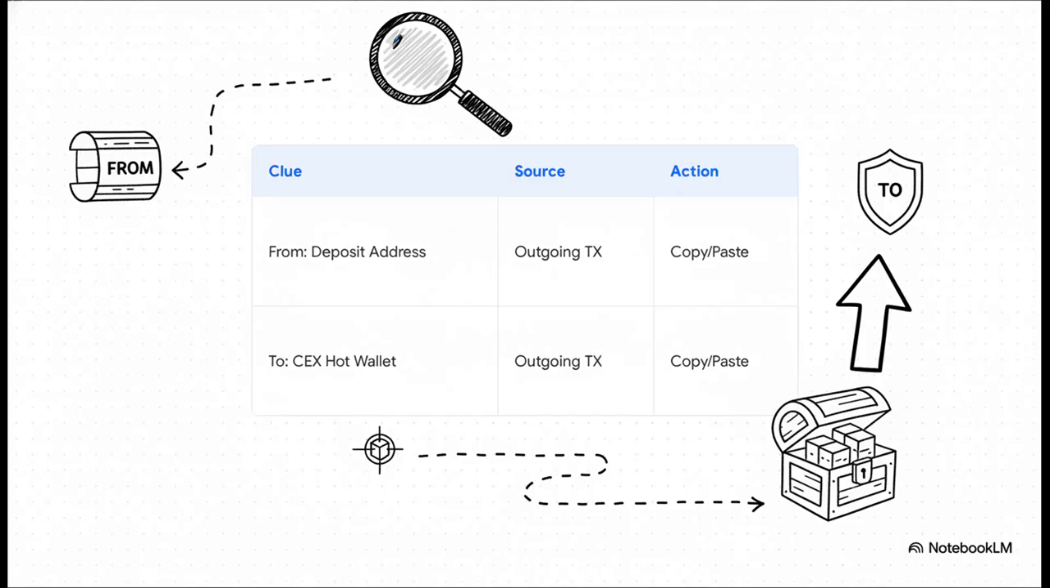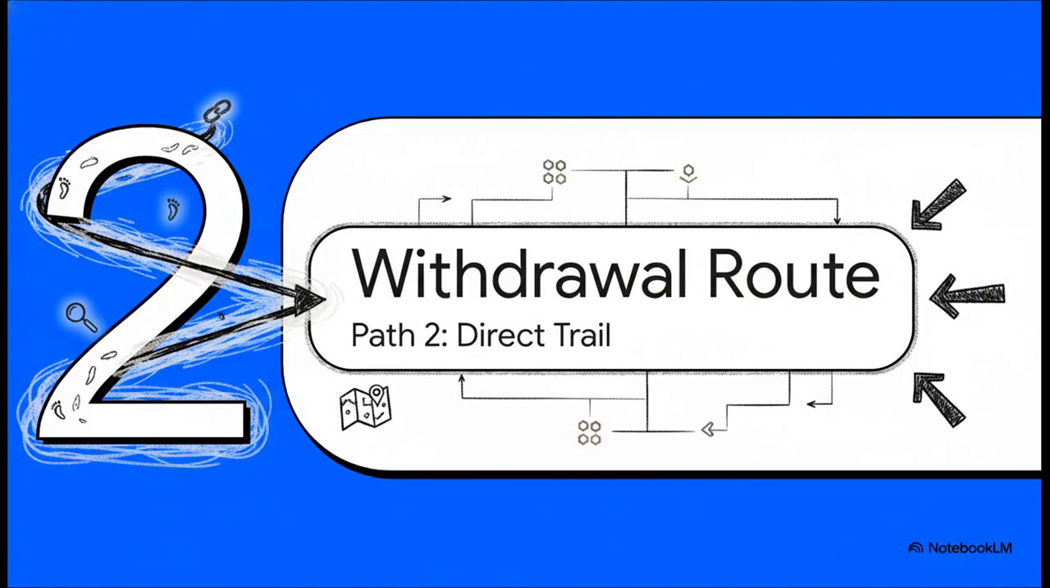And this right here is the payoff. For this final logging step, the from address is going to be your original deposit address. And the to address? That's it. That's the CEX hot wallet we've been hunting for. Boom. Target tracked and identified. Whew. That was some solid detective work, right?